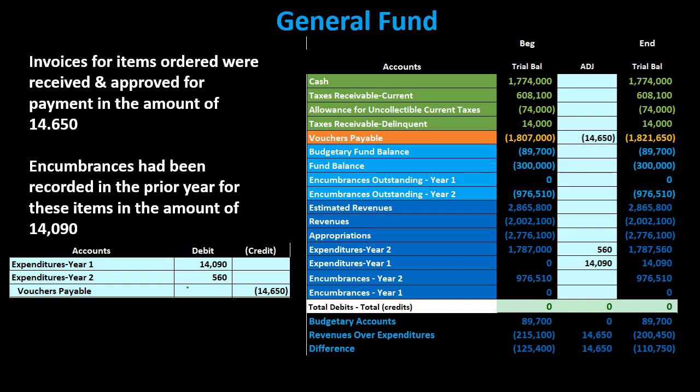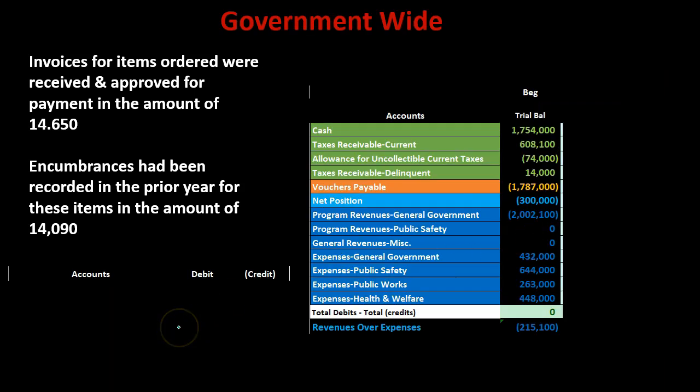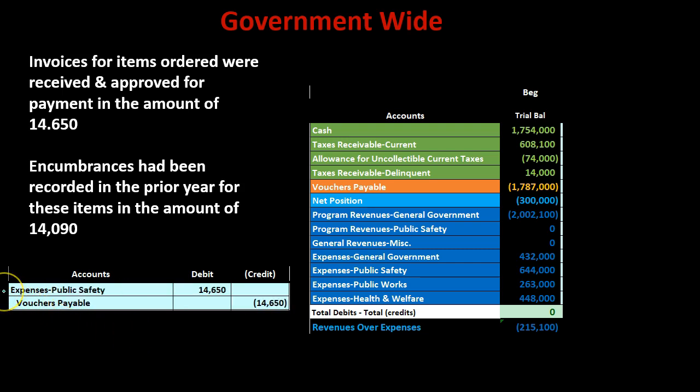So if we record this, then these two expenditures are going to go up. So these are kind of the expense related items, increasing them, decreasing the revenue over the expenses amount. Other side, increasing the payable. So the payable increasing. How about the government-wide activity? Well, it's much more simple. We'll do what we would expect on an accrual basis. We're going to record the expenses and we're going to apply them. We're going to say that they're applied to the public safety category. We're going to categorize them as expenses rather than expenditures.